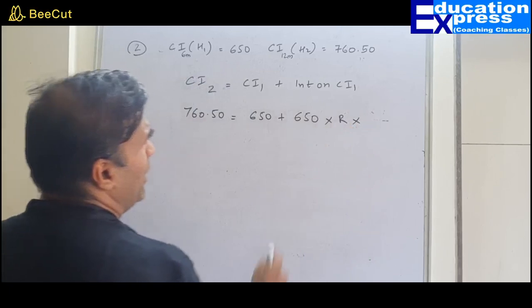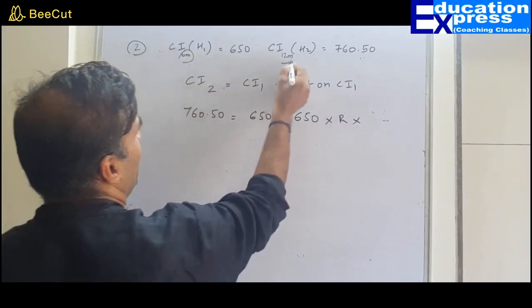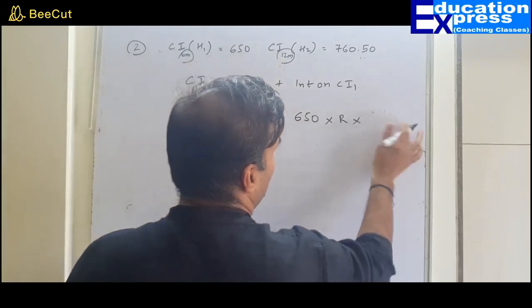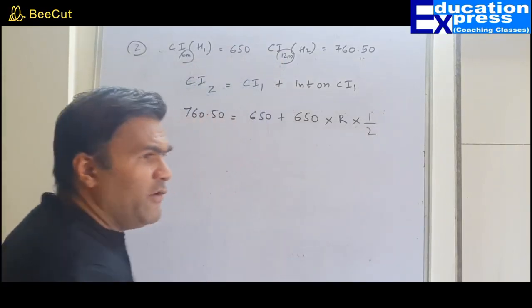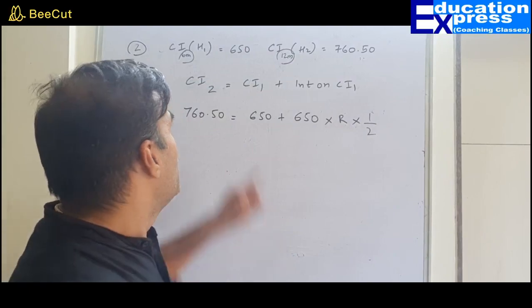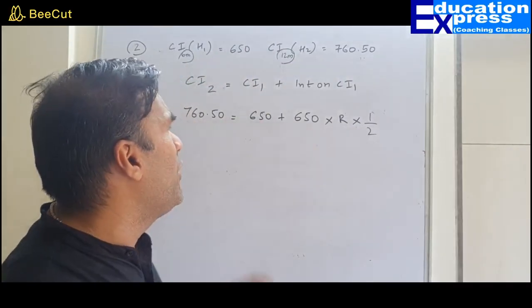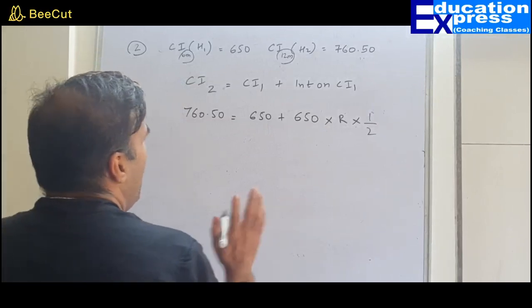What about the time duration? Sir, time duration is 6 months, because it is 6 months and 12 months. So the gap is 6 months. 6 months would mean half year. We always take per annum, so 6 months would be half year. This is very crucial. This is very important. You must note this.